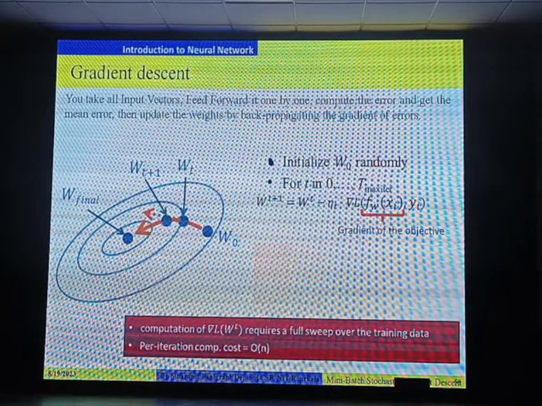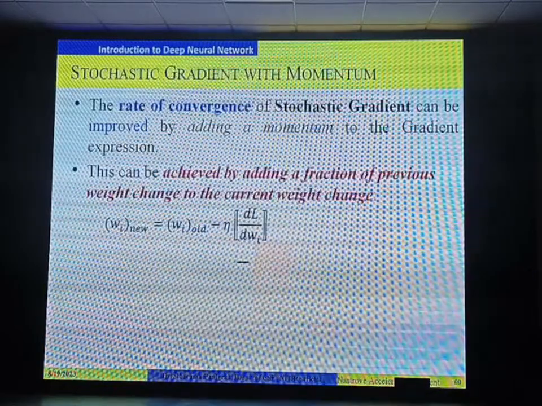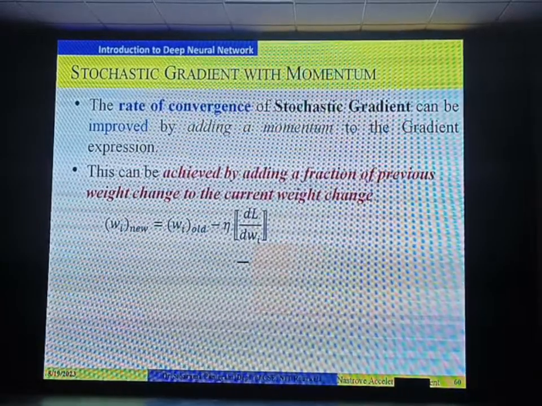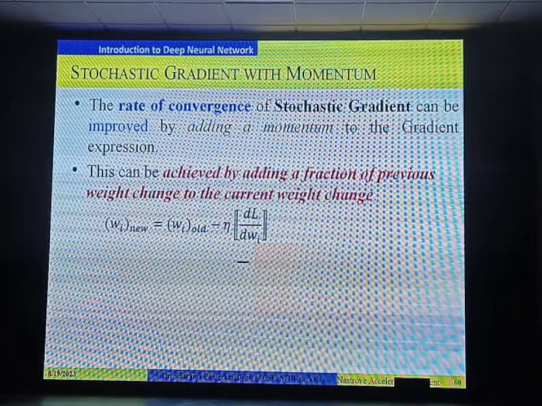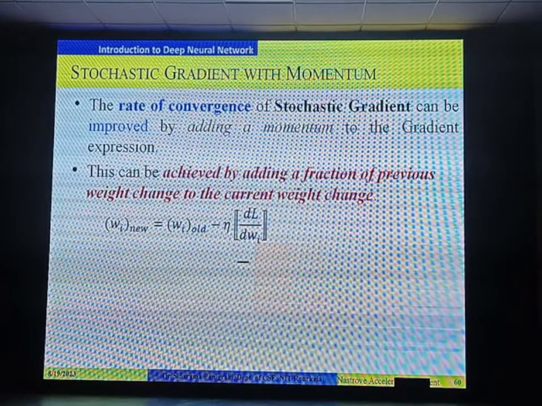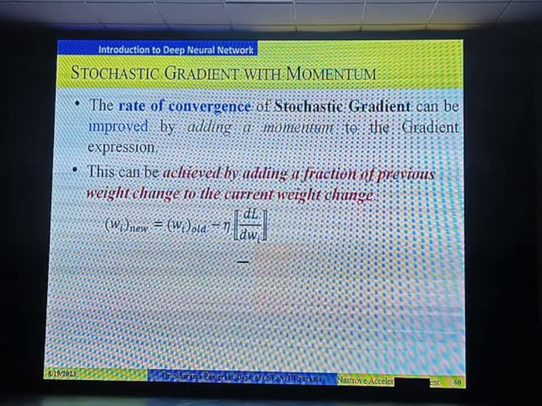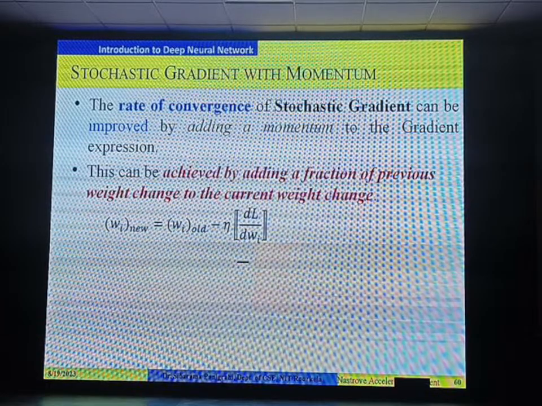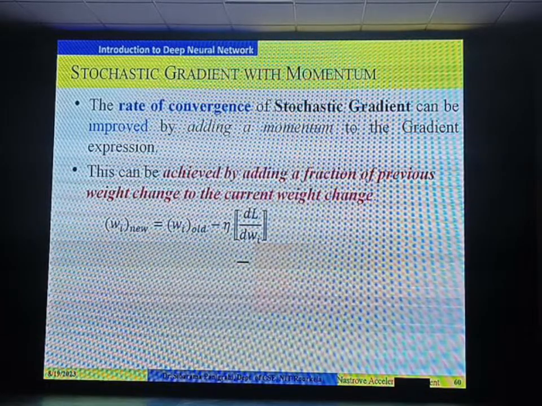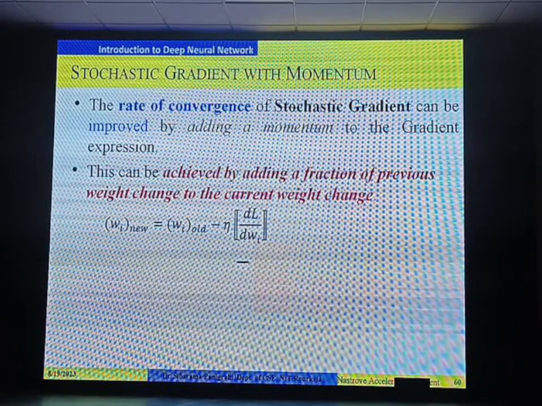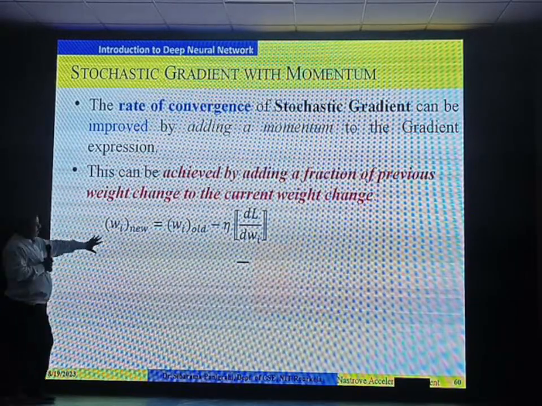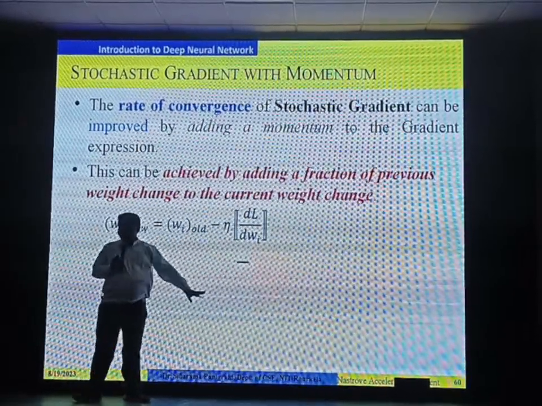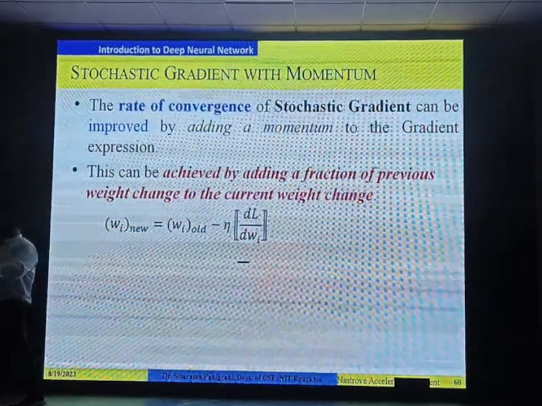Stochastic gradient descent I have told you, gradient descent I have told you. Next one, let me go through the optimizers, because of lack of time I am skipping some things. Now you see, the rate of convergence of stochastic gradient descent can be improved by adding a momentum to the gradient expression. What gradient expression have we used? W new equals W old minus eta into dou L by dou W, where eta is the learning rate.